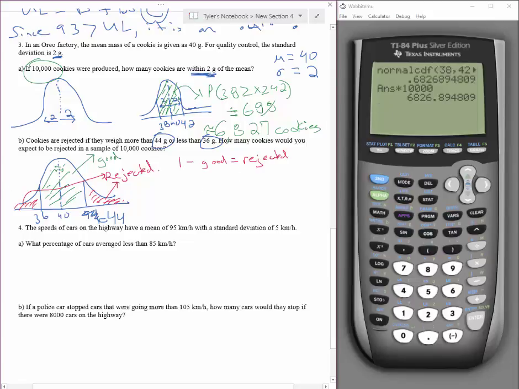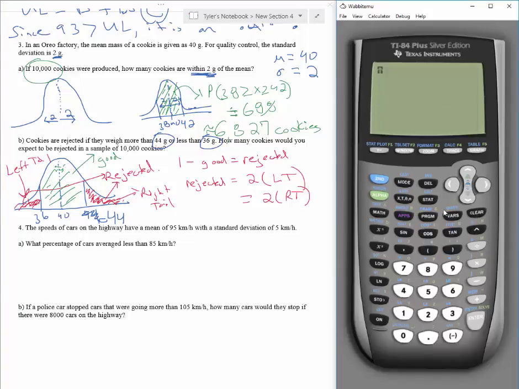Another way, since we know this is normally distributed, is you could find one of these areas and then double it, because these areas are going to be the same. So this is called a tail, and this is called a tail. If I look at my left tail, and this guy we'll call the right tail, these areas are going to match. So to find the total rejected, I could take 2 times the left tail, or I could do 2 times the right tail, and that would also give me that area.